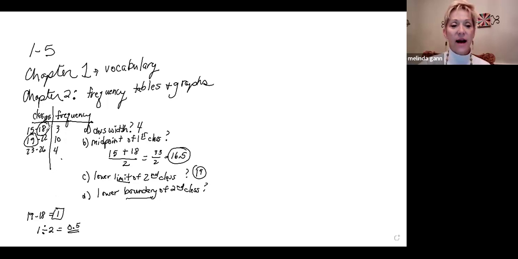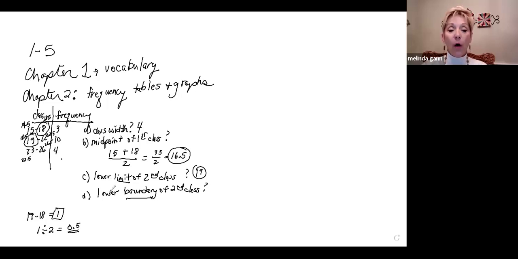If you took that 0.5 and added to 22, you'd get 22.5. Then you'd get 26.5. Now you subtract that number from the lower limits. So 15 minus 0.5 is 14.5. And 19 minus 0.5 is 18 and 5/10. And 23 minus it would be 22 and 5/10.